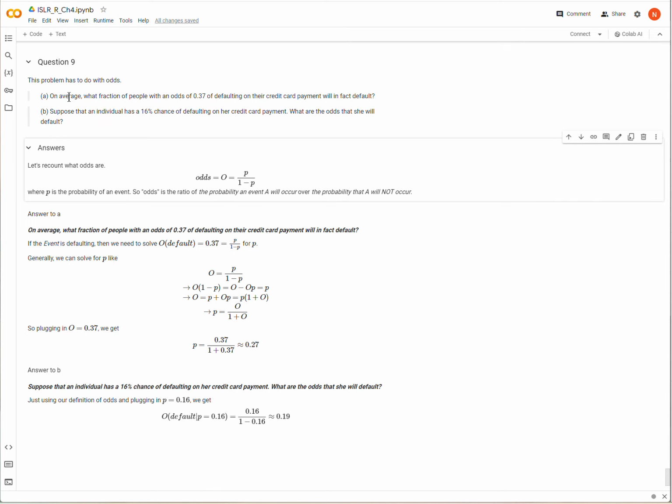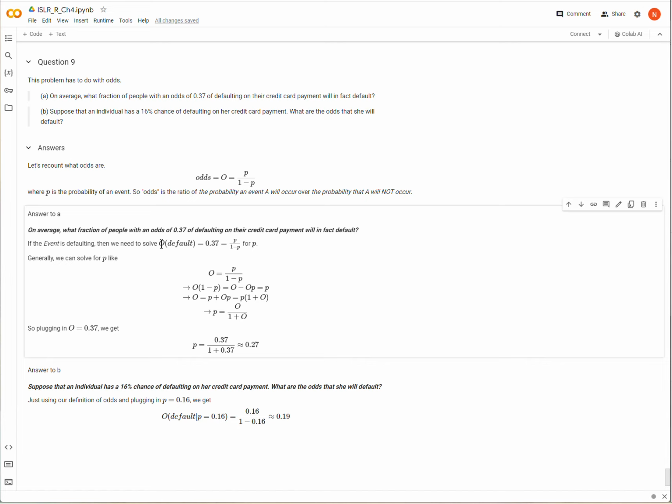And so let's go through the question. Here in part A, we want to know what fraction of people with an odds of 0.37 of defaulting on their credit card payment will in fact default. Or another way we might state this is, what is the probability that somebody with an odds of 0.37 defaults on their credit card payment?